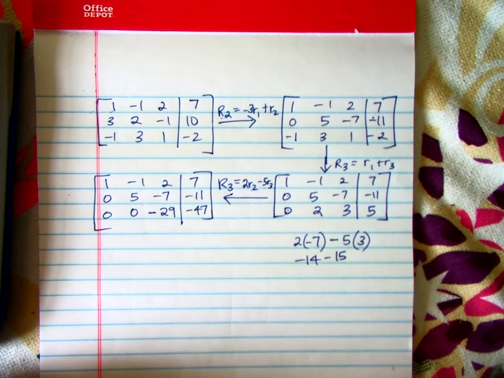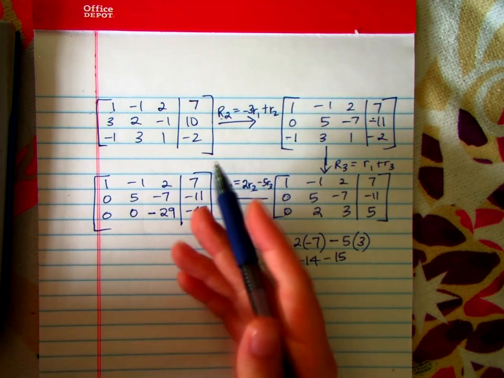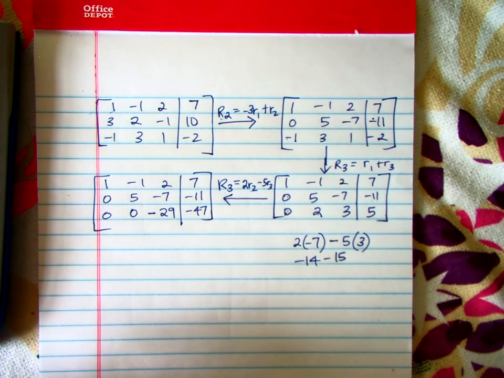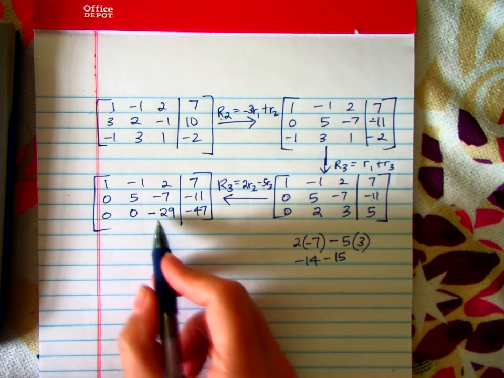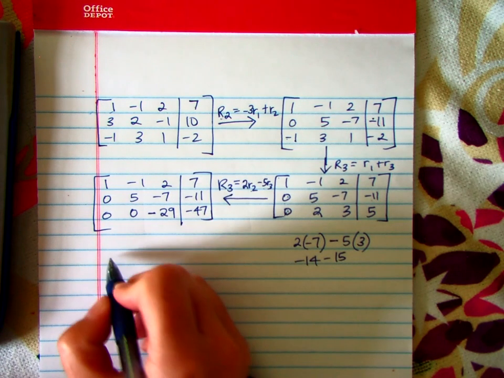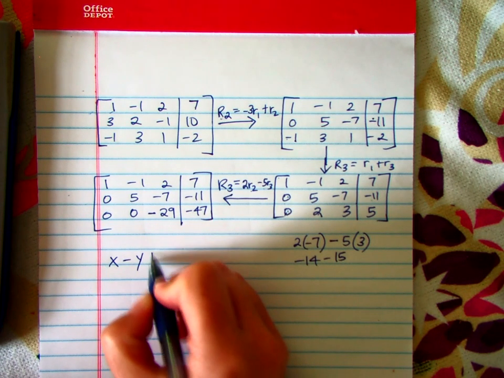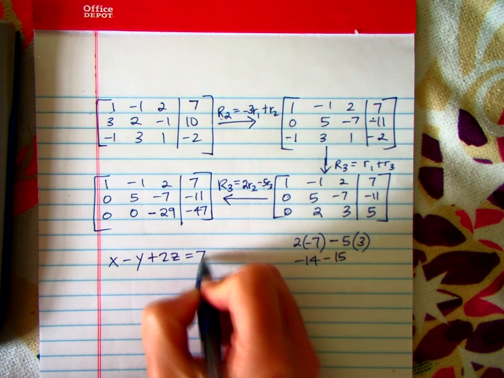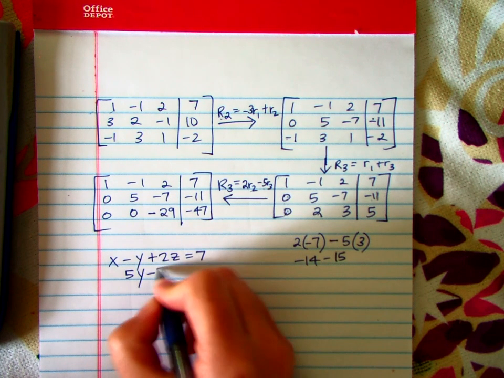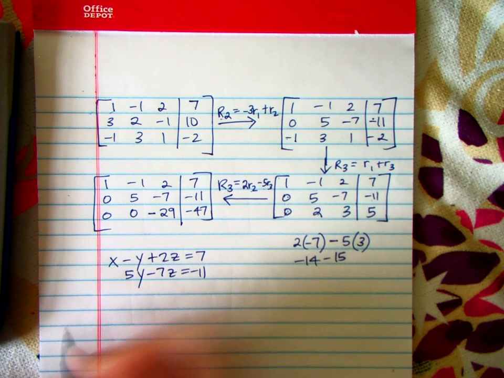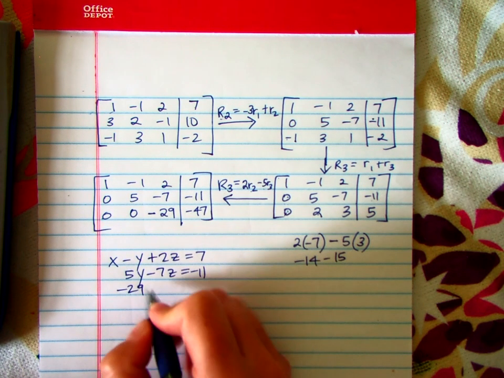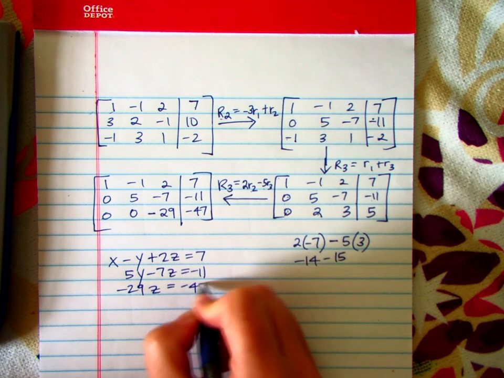So now that we did that, look what we've created. If we go back to where we got this matrix from, I can take each of these rows and rewrite them as equations. So the first row is x minus y plus 2z equals 7. The second row is 0x, 5y minus 7z equals -11. 0x, 0y, -29z has to equal -47.